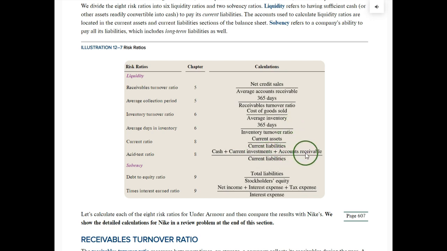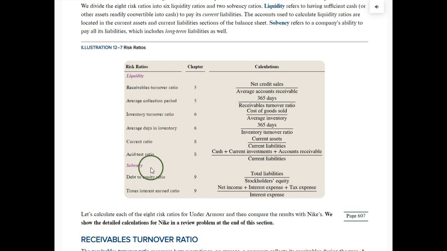We take out inventory, we take out the prepaid items like prepaid rent, prepaid insurance. So in other words, cash and items that should be converted to cash quickly, how much of those do you have compared to your total current liabilities? Because you will need those to pay your current liabilities. Those are your liquidity ratios, part of risk ratios.